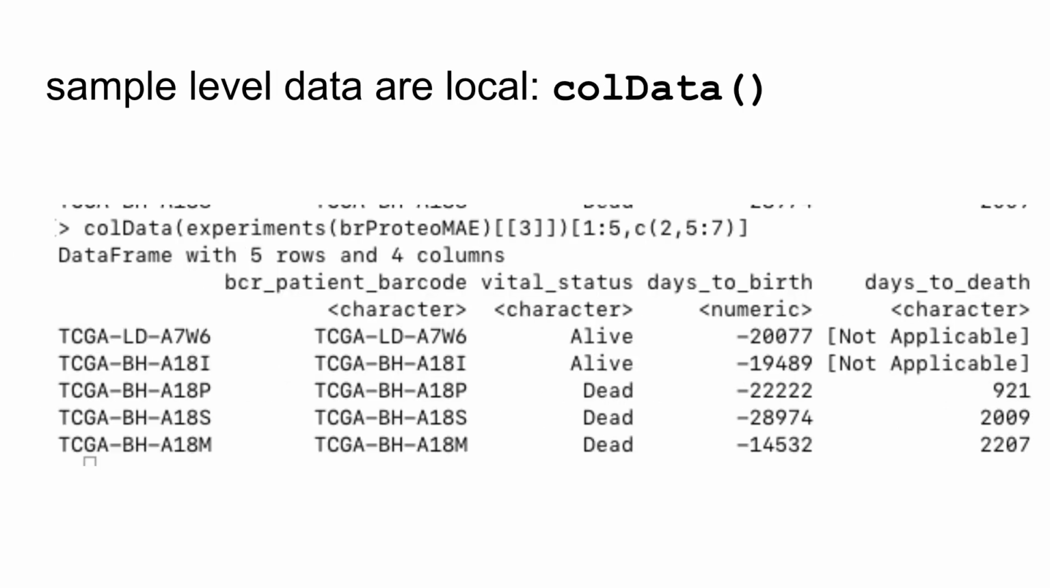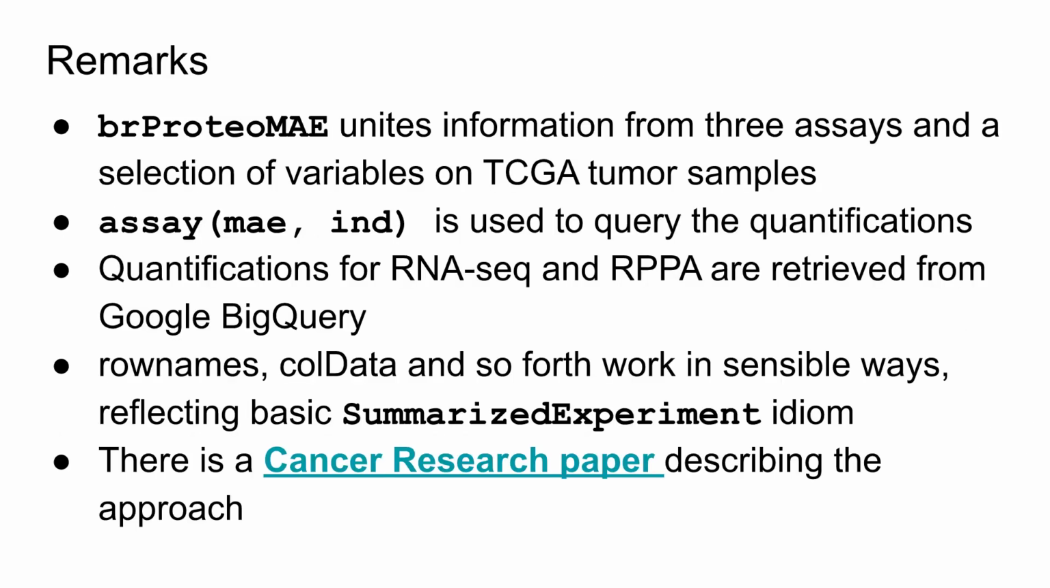All right, we're almost done. Now we need to know, what are these samples? What are they like? And that's where the colData method comes in. In this case, I'm asking for the colData of the third experiment. And I'm going to get just certain rows and columns from that. The important thing here is that it can tell me whether these individuals are alive or dead, how old they are, and so on and so forth. So that information is in there. Okay? So there's a summary.